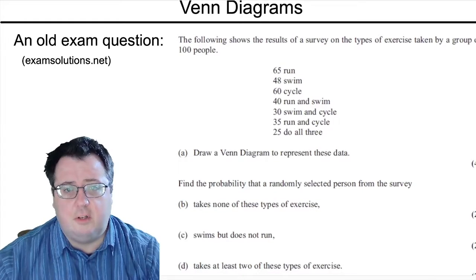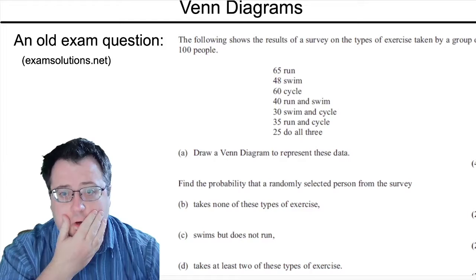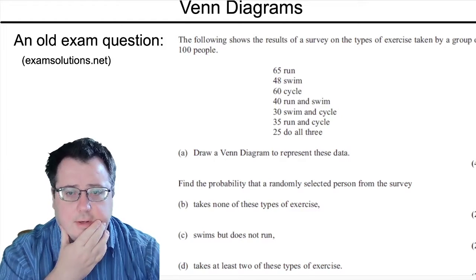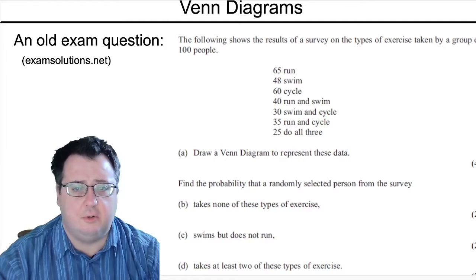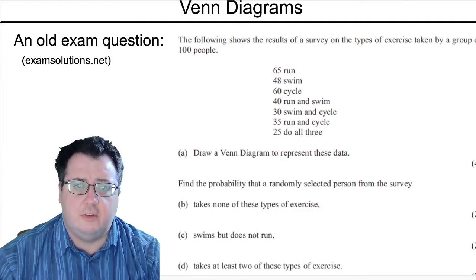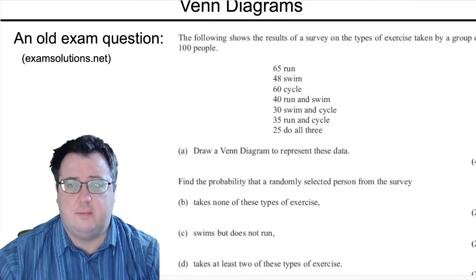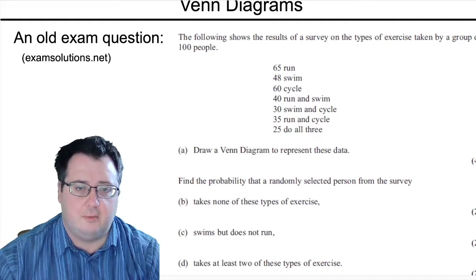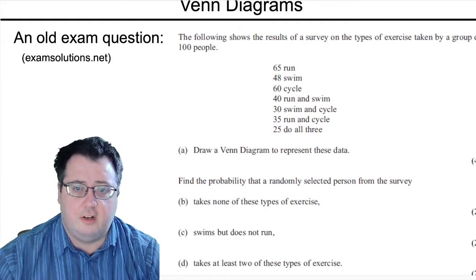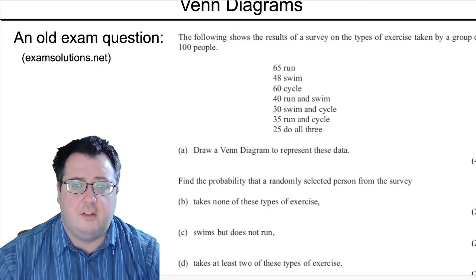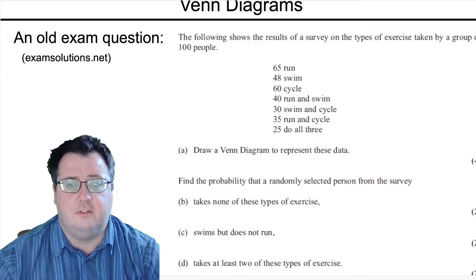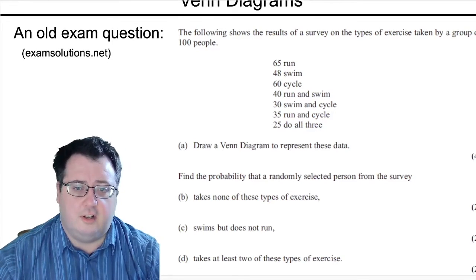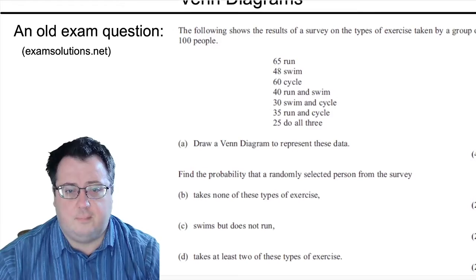We're going to do another old exam question, which is on a more difficult problem: running, swimming, cycling, and doing all three. The following shows the results of a survey of the types of exercise taken by a group of 100 people. 65 run, 48 swim, 60 cycle, 40 run and swim, 30 swim and cycle, 35 run and cycle, and 25 do all three. Draw a Venn diagram to represent the data.